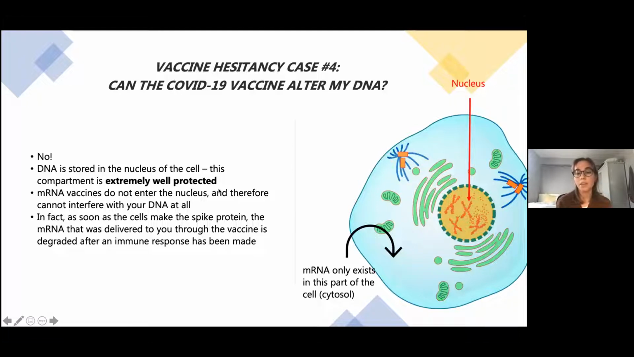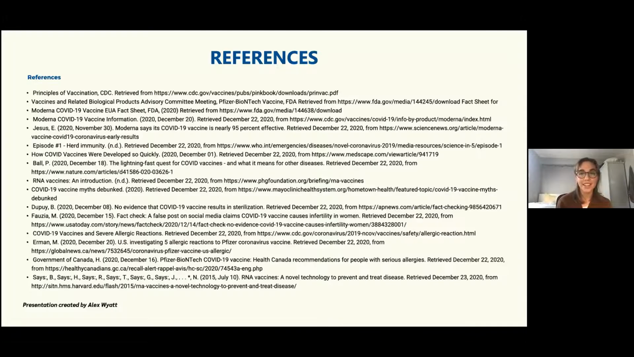The mRNA will stay in the blue part of the cell that I've highlighted. In fact, as soon as the cells make that spike protein, the mRNA transcript that was initially delivered through the vaccine is degraded immediately, and all that you end up with is an immune response against COVID-19 with those antibodies that are left. So that concludes my presentation.